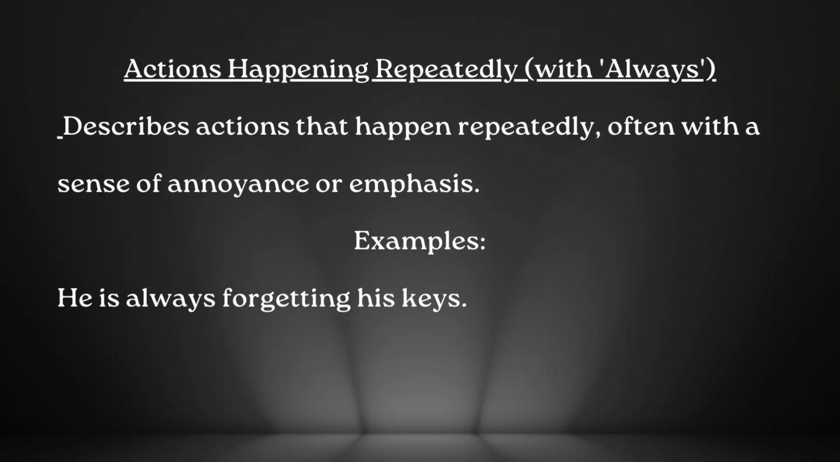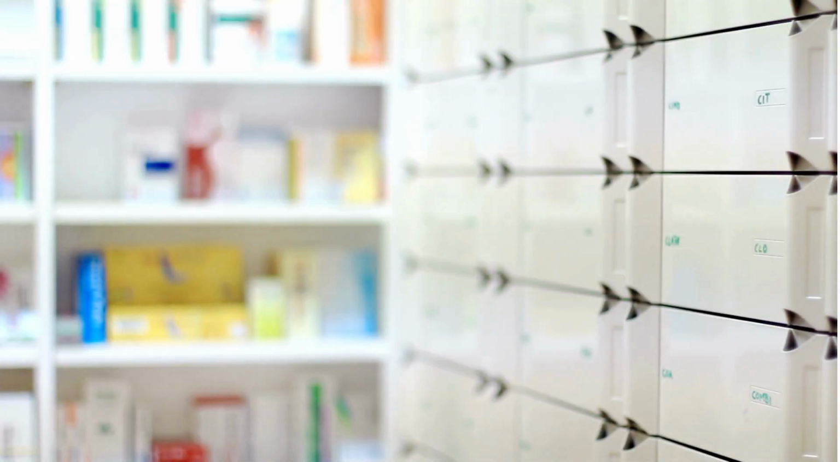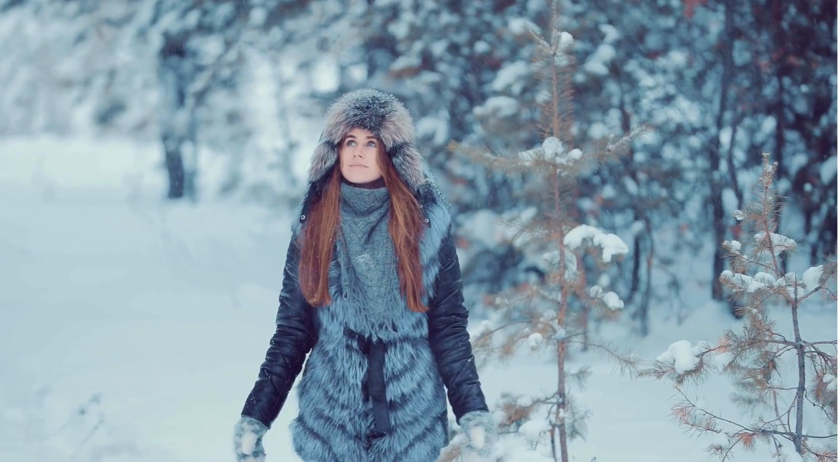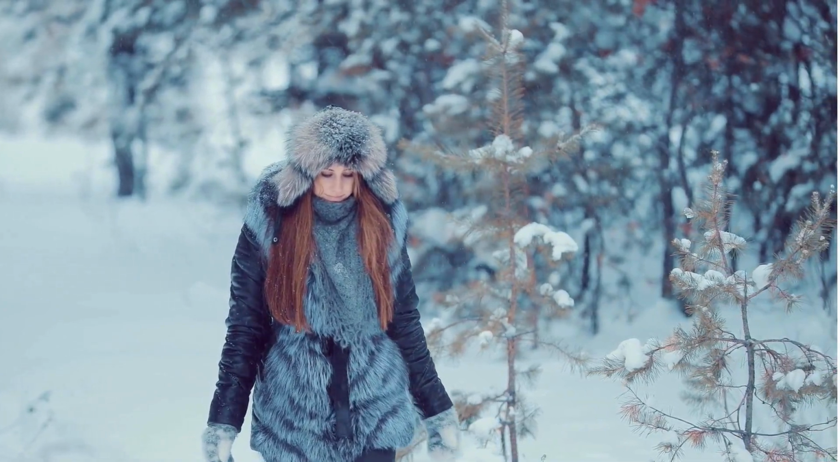The present continuous tense can also describe actions happening repeatedly, especially when paired with the word always. It often adds emphasis or expresses annoyance. Example, he is always forgetting his keys. When talking about changing or developing situations, the present continuous tense captures the ongoing process of change. Example, the weather is getting colder.